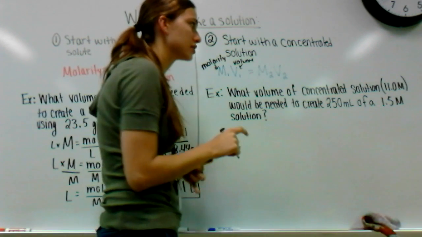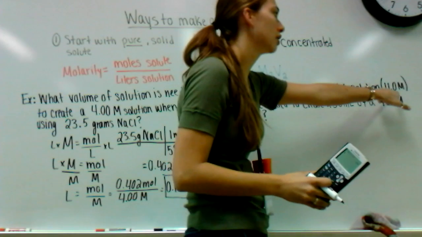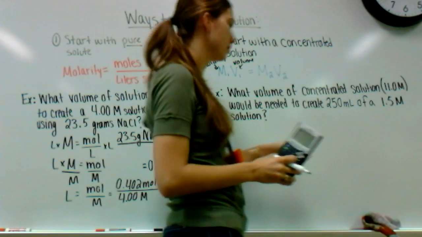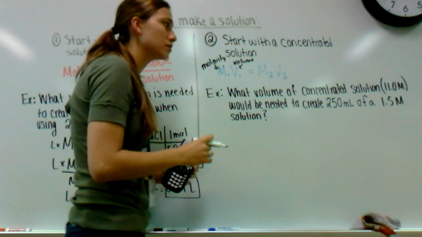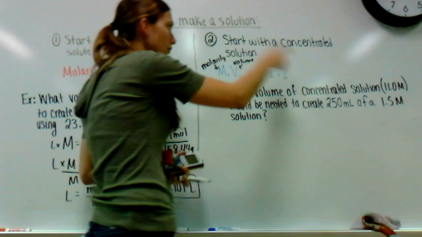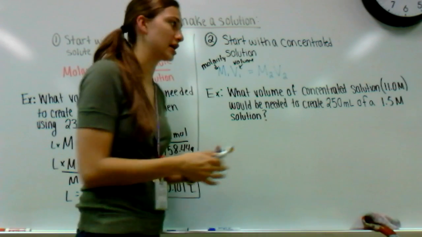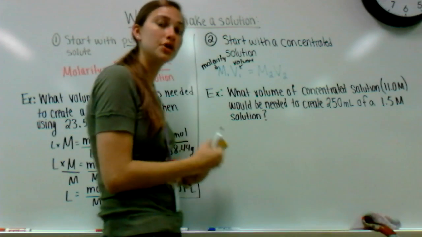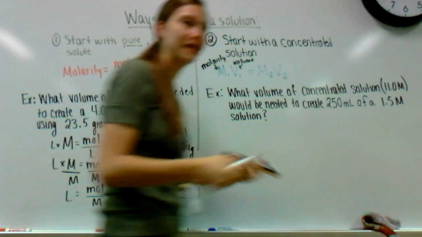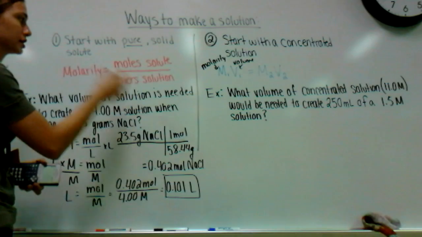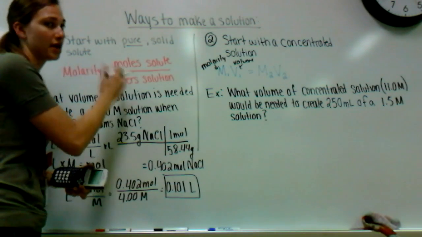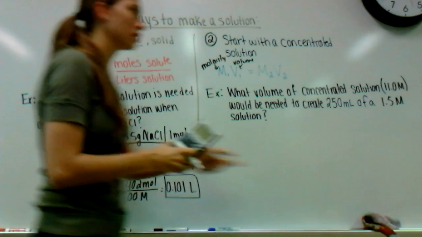It says what volume of concentrated solution, so it's telling us that the molarity of the concentrated solution is 11.0, would be needed to create 250 milliliters of a 1.5 molar solution. Now, when we're doing this kind of problem, it's not necessary to convert milliliters to liters. You just have to be aware that the volume that you will be solving for will be in milliliters. That is different than the previous problem because our equation includes the units of liters. You have to make sure that that is in liters. So here we can solve with milliliters.